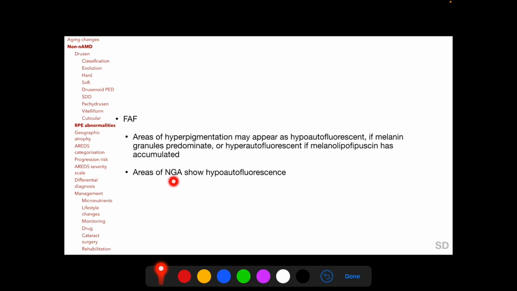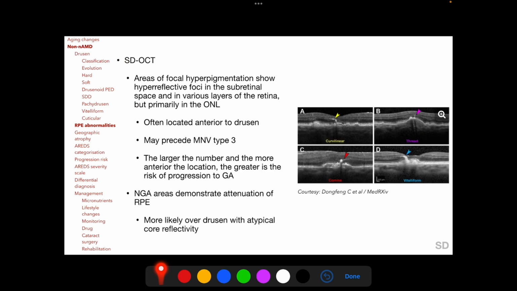Areas of non-geographic atrophy, where there is loss of retinal pigment epithelium and its lipofuscin, show hypoautofluorescence, and areas of hyperpigmentation may appear as hypoautofluorescence if melanin granules predominate or hyperautofluorescence if melanolipofuscin predominates. Areas of focal hyperpigmentation show up as hyperreflective foci in the subretinal space and within various layers of the retina, as shown here in these photographs.